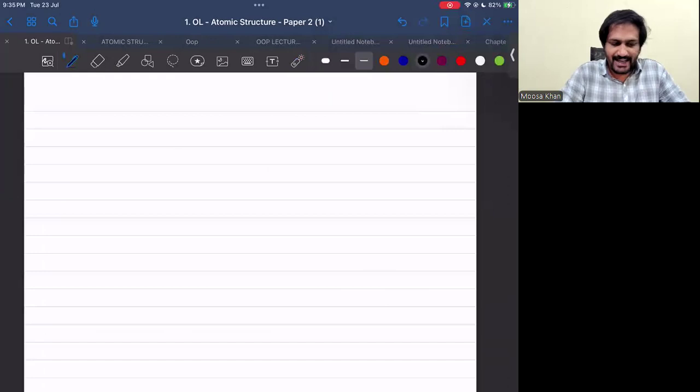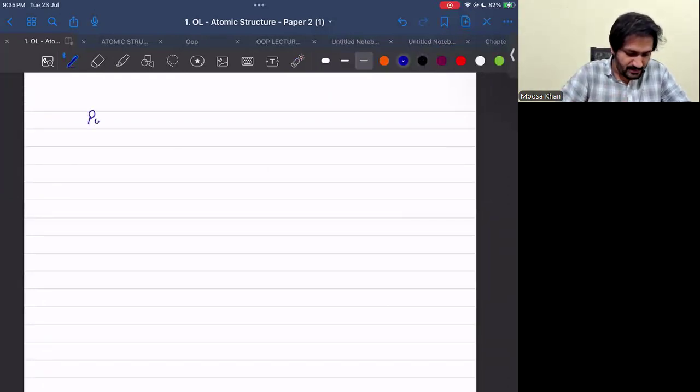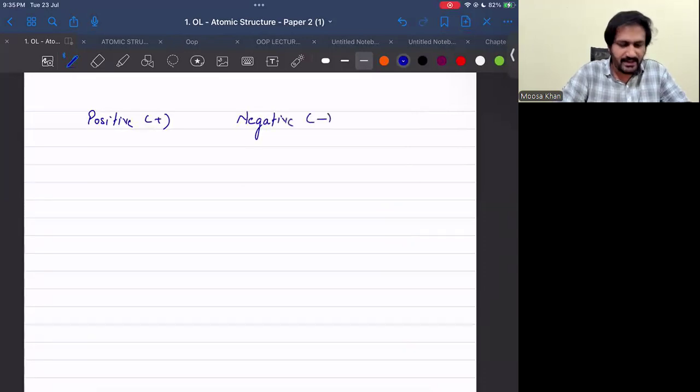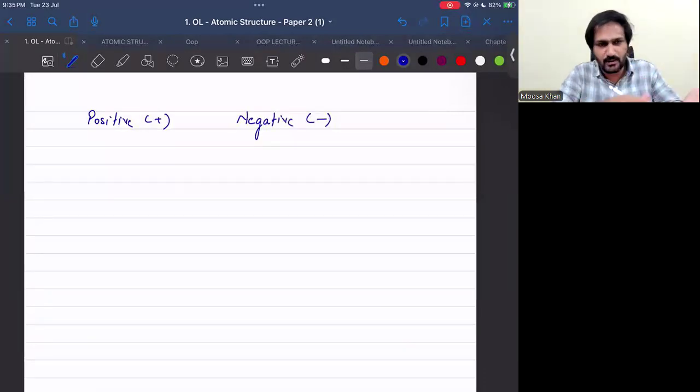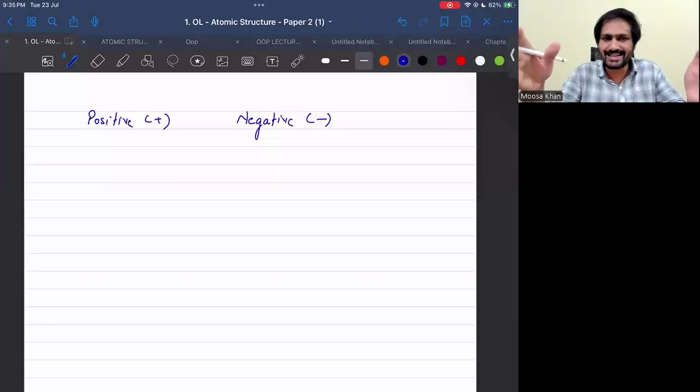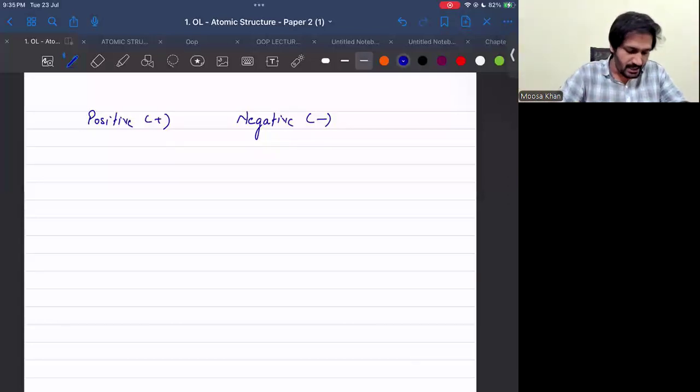Actually, in nature, we have only two types of charges. We have a positive charge and a negative charge. Right? इसके अलावा तो और कोई चार्ज नहीं होता है ना. Just we have two types of charges. Either the charge should be positive or negative. If there is no charge, then it is regarded as neutral. So law of charges basically क्या कहता है?